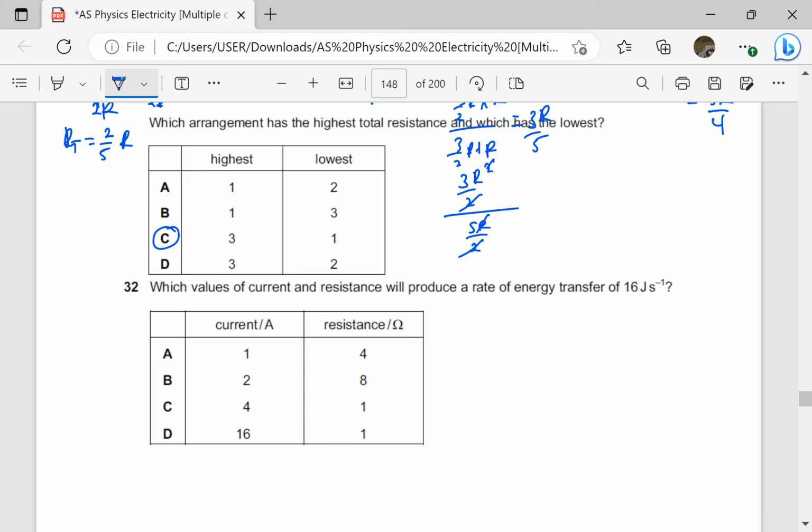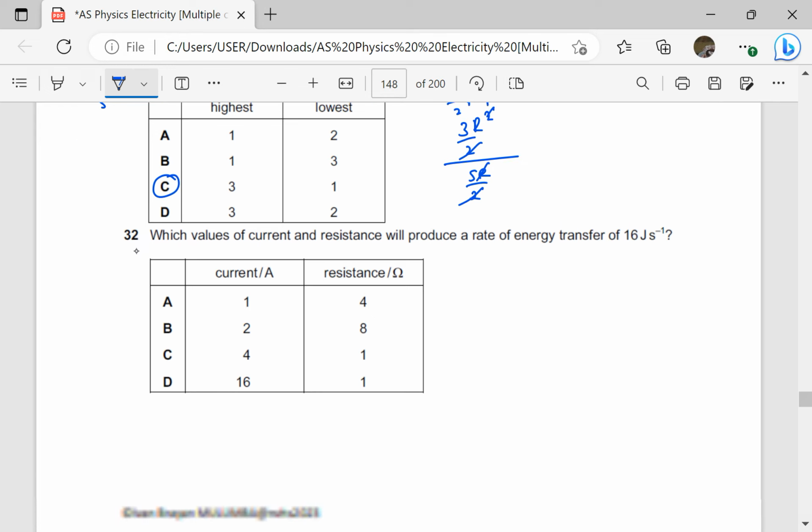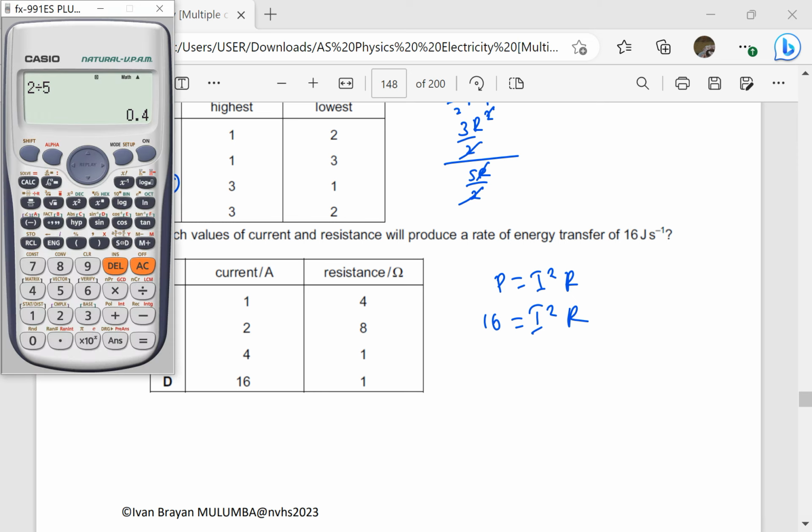Which values of current and resistance will produce a rate of energy transfer of 16 joules per second? 16 joules per second, rate of energy transfer, I think that is power. So power is equal to I squared times R. The power should be 16 joules per second, so 16 is going to be equal to I squared times R. So let's do what we call inspection. We check which pair gives us 16.